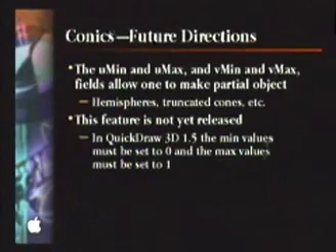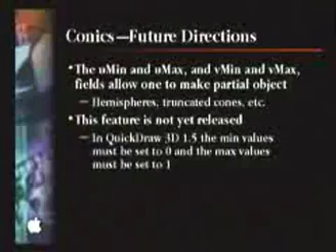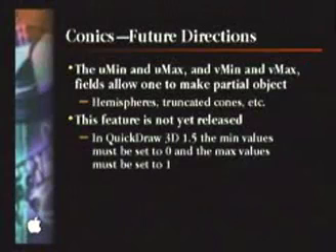I'd like to briefly make a note of some future features for our system. If you look in the data structures for these objects, you'll see that we specify parameter limits. This allows you, in both the U and V directions, to make partial objects, such as hemispheres, truncated cones, and the like. This feature is not yet released, so you should note that in your code you need to set the mins and maxes to 0 and 1 respectively. If you don't, we'll catch you in the validation on the debugging library, so that's a good motivation to use that.